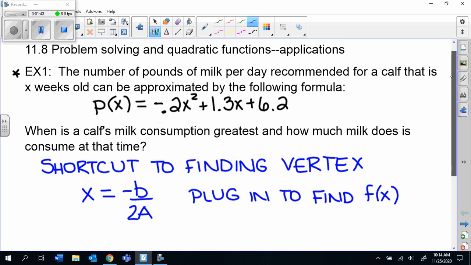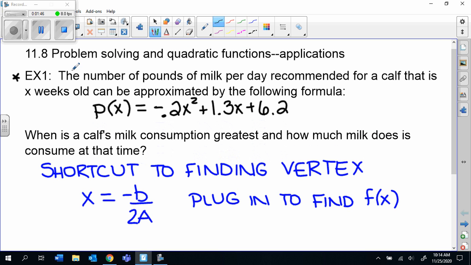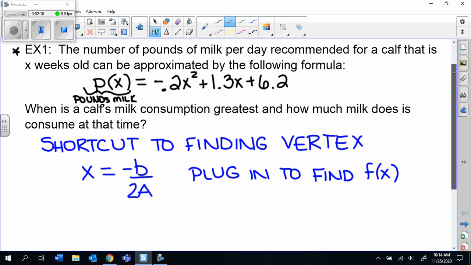So, all right. In this one, we're comparing pounds of milk per day for a calf that is x weeks old. So this P of x is the pounds of milk, okay? And x represents how old the calf is. So this is pounds of milk. And so when is the calf's milk consumption the greatest, and how much milk does it consume at this time? So this seems like kind of a crazy random sample problem. I got it right out of the book.